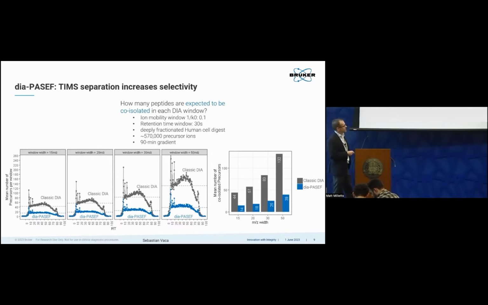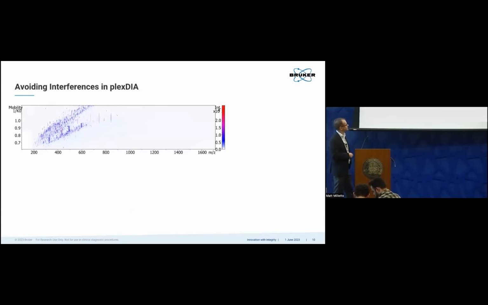So you can see here, at the 50 Dalton window, we are reducing from 132 co-isolated features to just 39. So really simplifying the data. And this is really important when you come to single cell analysis, right?